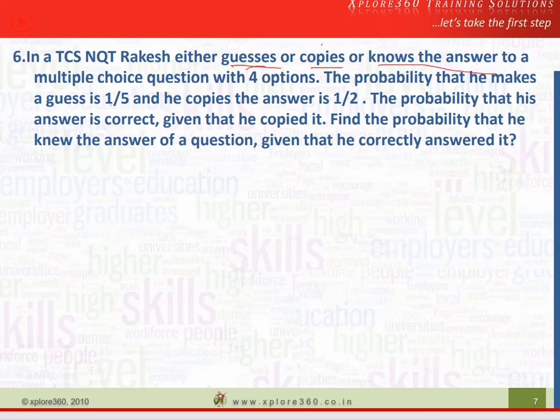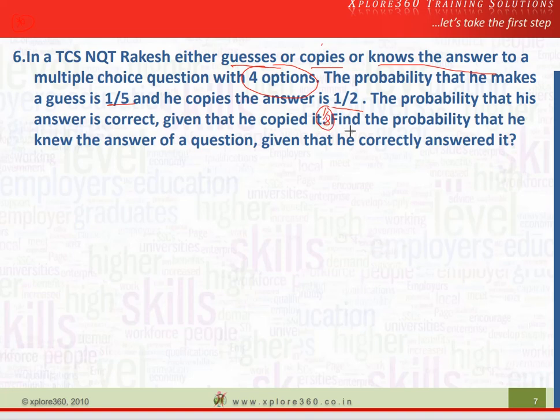See, in a TCS NQT, Rakesh either guesses, or copies, or knows the answer to a multiple choice question with 4 options, right? The probability that he makes a guess is 1 by 5. He copies the answer is 1 by 2. The probability that his answer is correct given that he copied it. Here something is missing. You have to write it is 1 by 8. The probability that his answer is correct given that he copied it is 1 by 8.